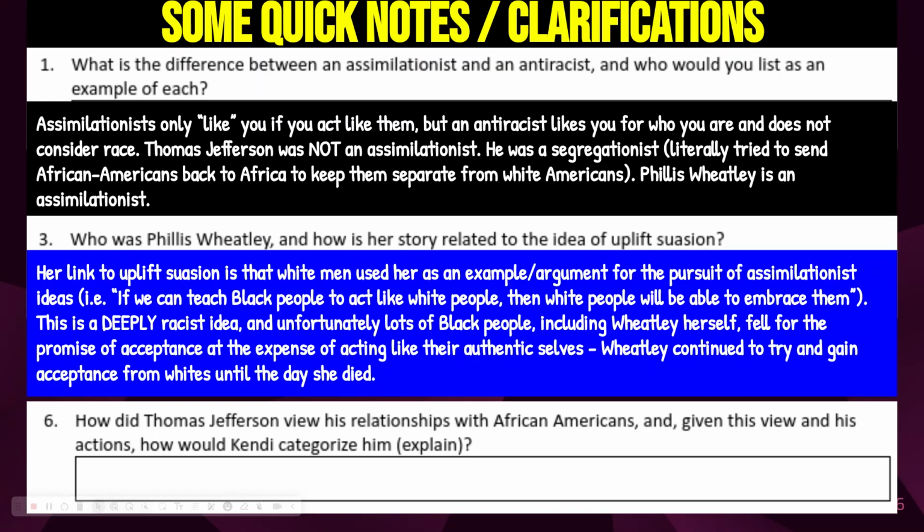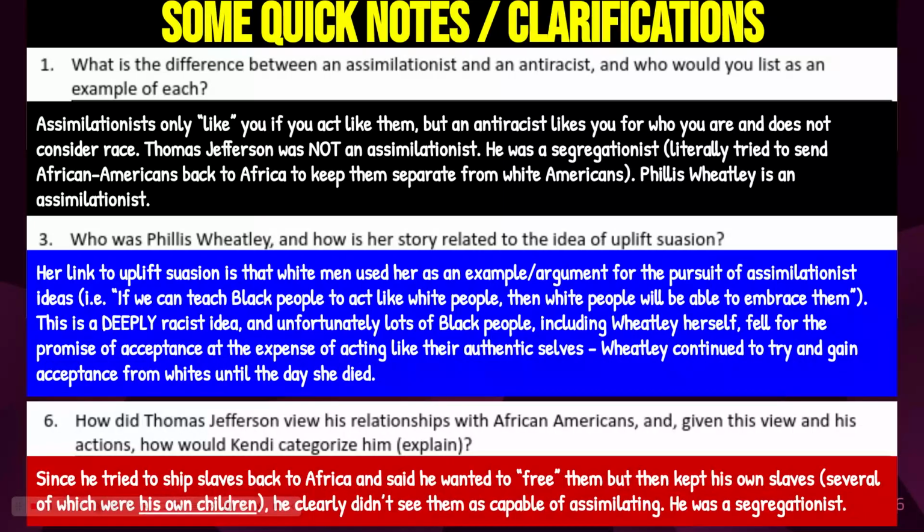The last one, Thomas Jefferson. A lot of people in your DYRT prep sheets had weird, conflicting things about him. He was kind of a weird and conflicted guy. He would say one thing and then do another. But given all of the actions that he committed, how would Kendi categorize him? First of all, since he tried to ship slaves back to Africa and said he wanted to quote unquote free them, but then he kept his own slaves, several of which were his own children, he clearly didn't see them as capable of assimilating. He didn't think that they could fit into society, so he actively tried to push them away and treated them like a problem. That would put him solidly in the grounds of a segregationist.